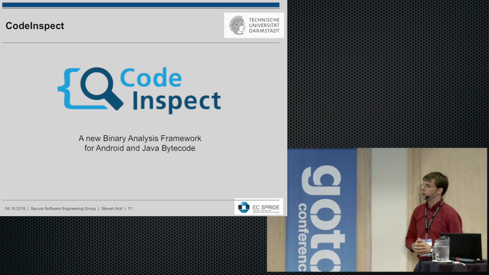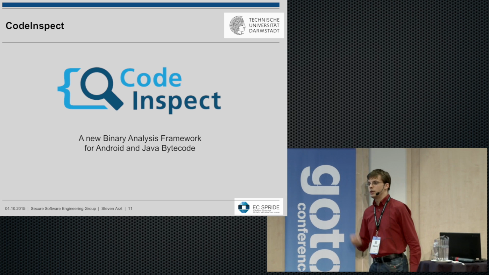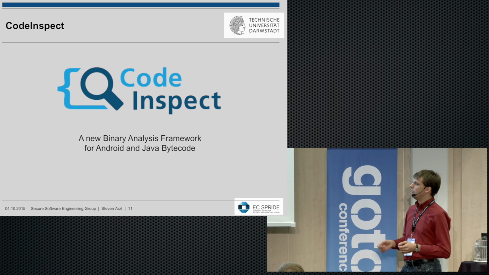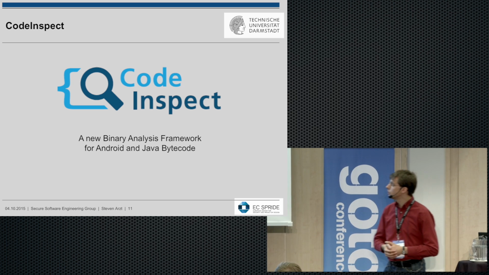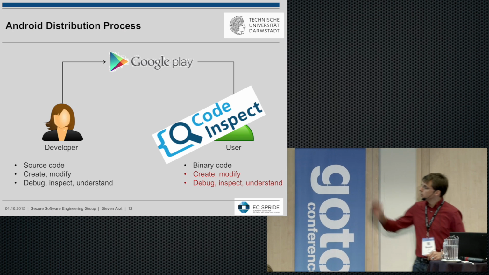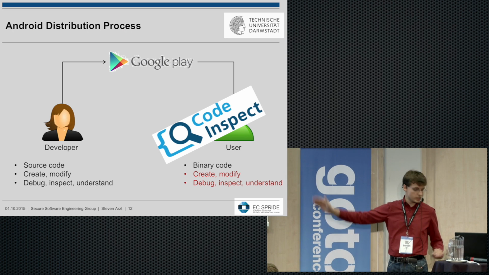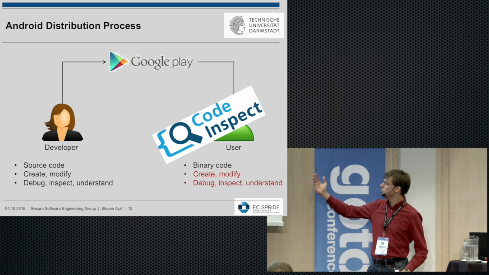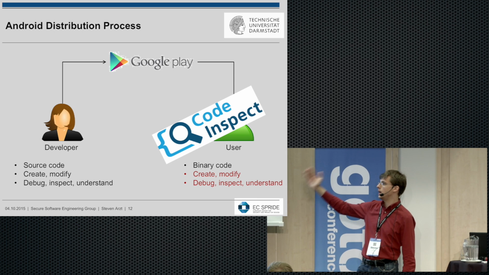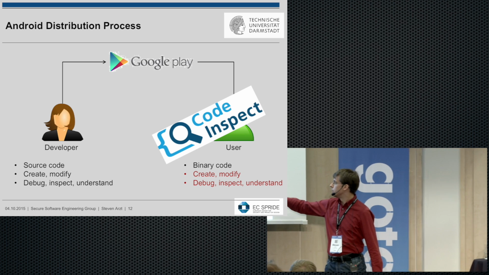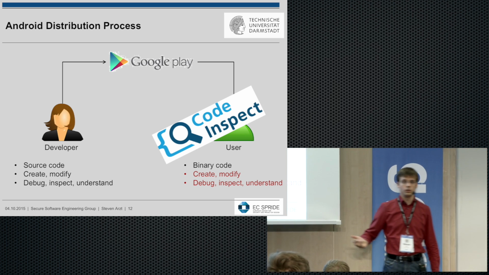And this is exactly what I'm talking about. I'm talking about how we can break into your app. So the stuff you do for a living, I'm telling you how to break it. And for that, I'll introduce a new tool called CodeInspect, which is a binary analysis framework for Android. So again, the model is that you have the developer that has the source code, and the user only has the binary code. What we're doing here is we give him a tool that allows him to act as if he had the source code, do the very same stuff. Inject code, remove code, modify code, debug the app, understand what's going on there.